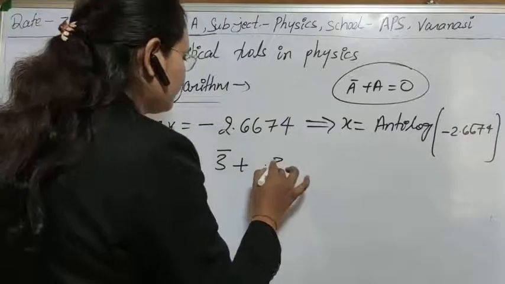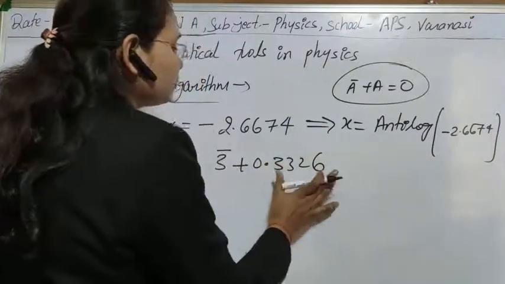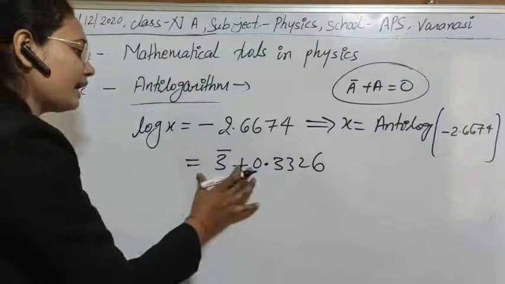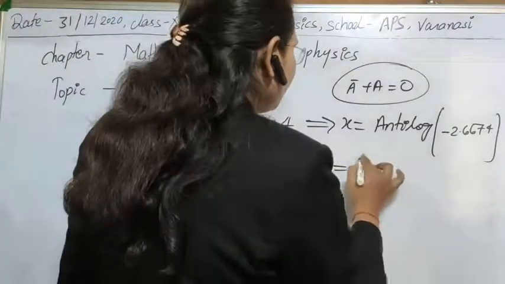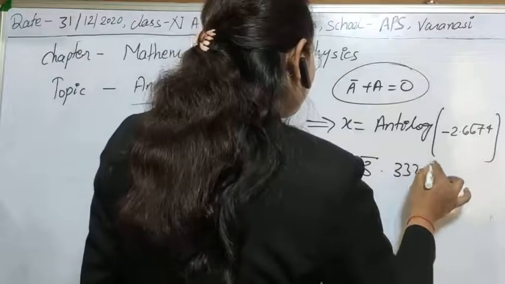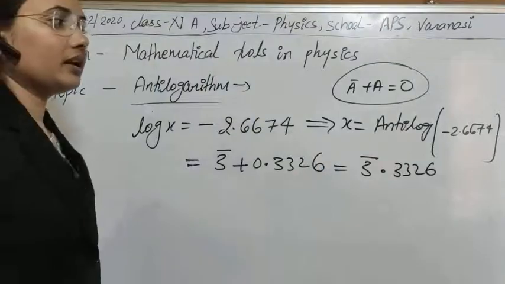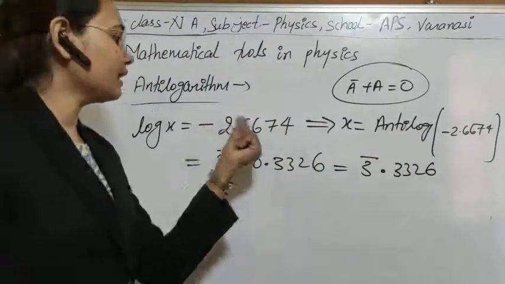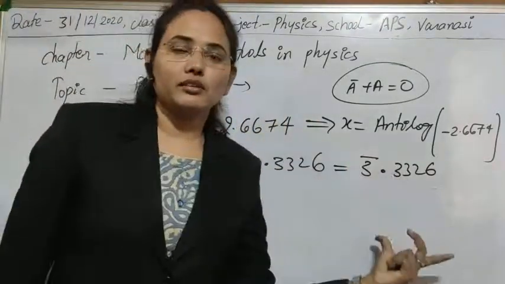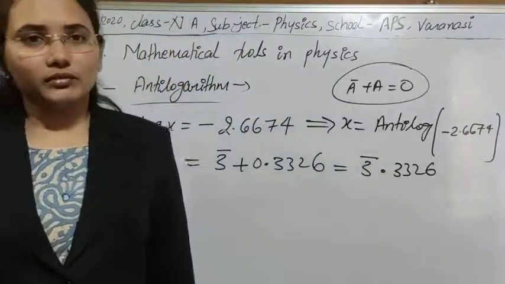After subtraction, you will get 3326, so 0.3326 is what we have got. Now just add this quantity into this, and you will get 3 bar point 3326. Now I think this is clear. We have converted this negative sign into the positive way, in terms of bar, which will be a more convenient way for you.